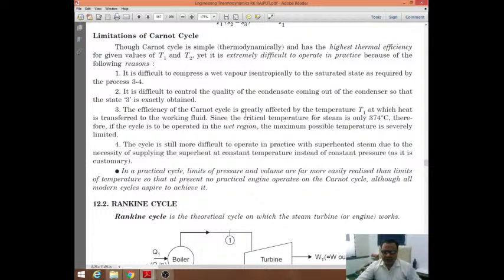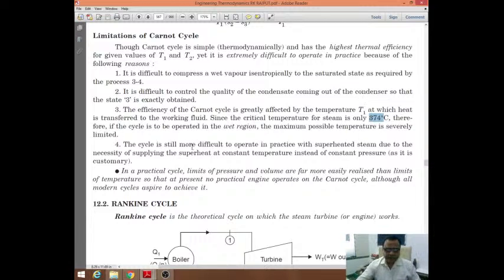The efficiency of the Carnot cycle is greatly affected by the temperature T1 at which the heat is transferred to the working fluid. Since the critical temperature for steam is only 374, yesterday you might recall that when we were talking about the steam tables, I told you that the critical value of temperature for steam is 374. So 374 is the highest limit. And what is the lowest limit at heat rejection? Normal atmospheric temperature, say 30 degrees Celsius. So only the temperature limit of 374 degrees Celsius to 30 degrees Celsius is available.